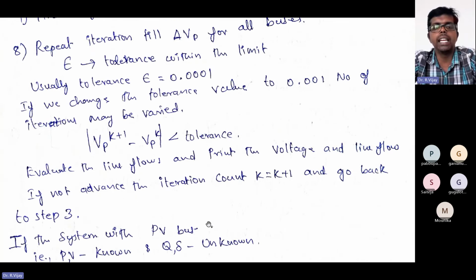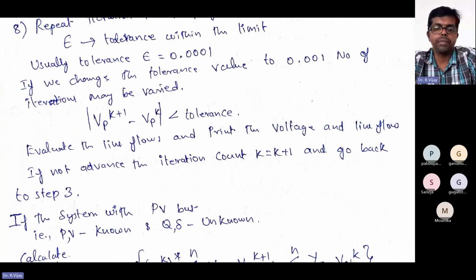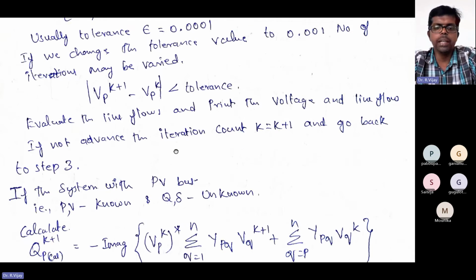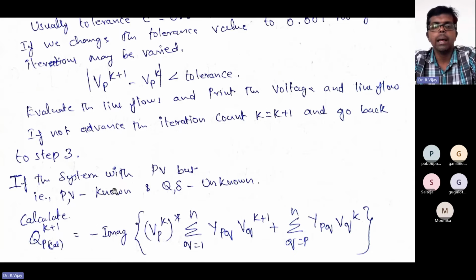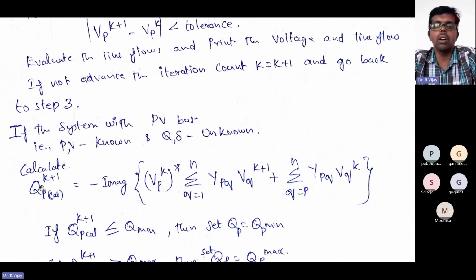What is step 3? Same thing, same story. Again we need to calculate V_P^(k+1), then del V_P, everything, and calculate it again. If the system has a PV bus, then P and V are known, and Q and delta are unknown. So you need to calculate the reactive power also.